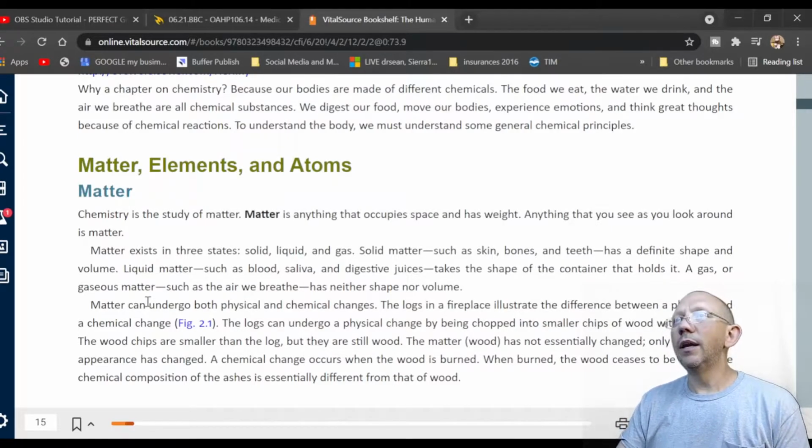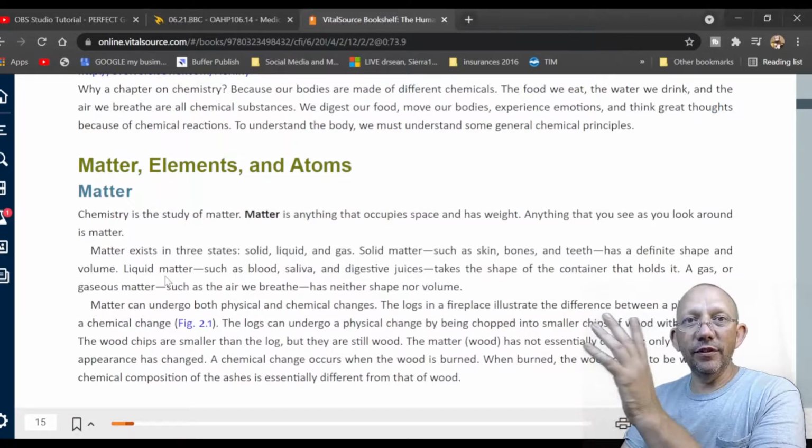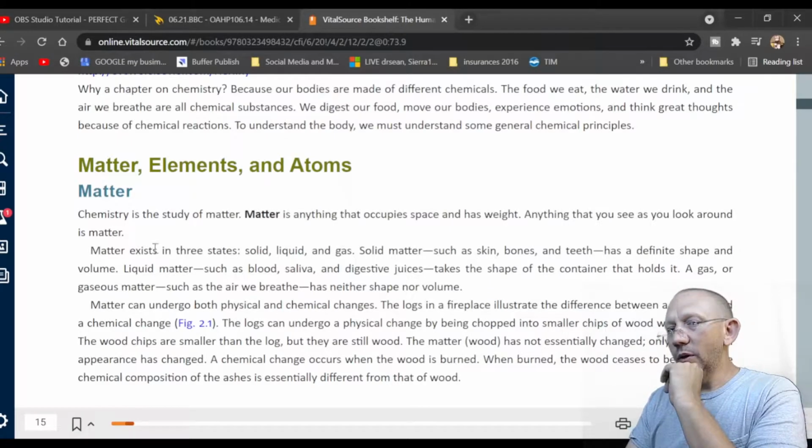I don't know why. So we have organic versus inorganic. That has nothing to do with how it's grown, really. This is different. This is science.